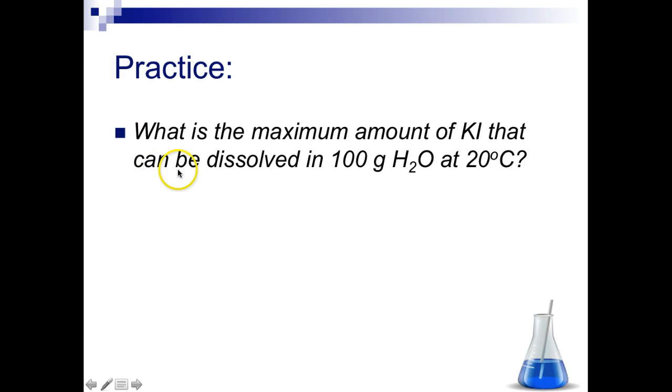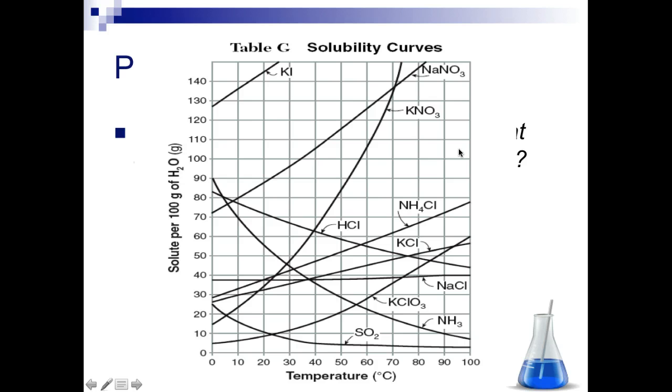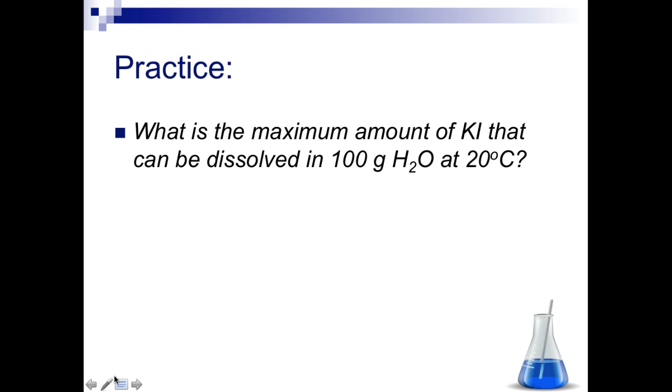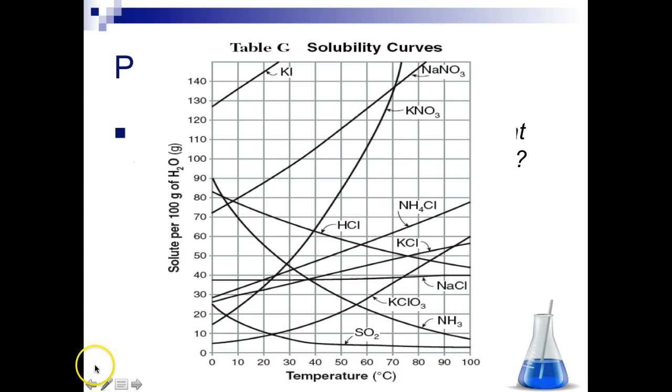Great, well, welcome back. What is the maximum amount of KI that can be dissolved in 100 grams of water at 20 degrees Celsius? So we've got to find our KI line, which is up here. And I want to know what is the maximum amount that will dissolve at 20 degrees. So we have 20 degrees, which is right here. We're going to go all the way up to where we hit the line, and then we're going to go over. Okay, so that's about 45 grams of KI will dissolve in 100 grams of water to make a saturated solution.